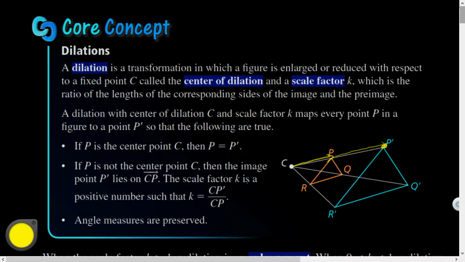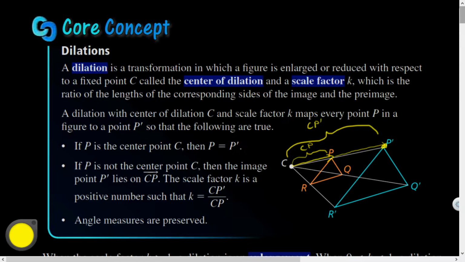And the scale factor k is a positive number such that it's the image compared to the pre-image, so it's going to be CP prime compared to CP. So scale factor is going to be image over pre-image. If this was twice as far, the scale factor would be 2 to 1. It was doubled, which makes sense. If you did it the other way, you would be saying that the image is half of that, and that wouldn't make sense.